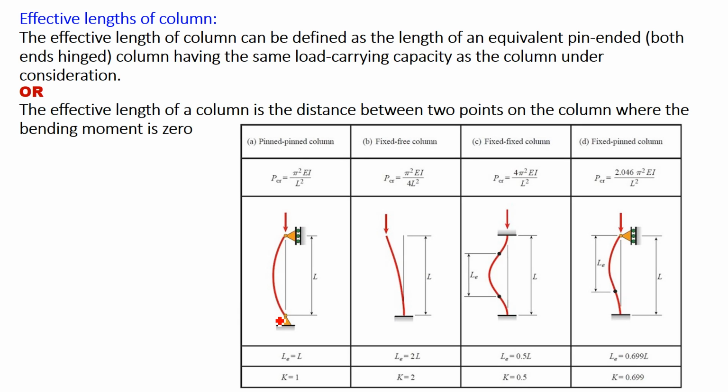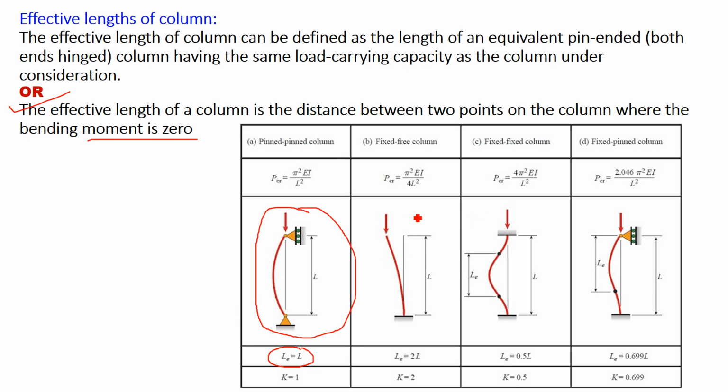If it is difficult to remember, the second definition is simple to remember. It is the distance between 2 points where the bending moment in the column is 0. Now if you look at this figure, the first case is both end simple, both end pin. The effective length of this column is called LE. LE is effective length and L is the actual length. So LE equal to L. Effective length is equal to the length of the column.